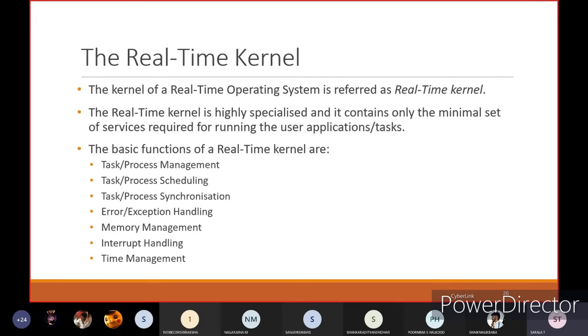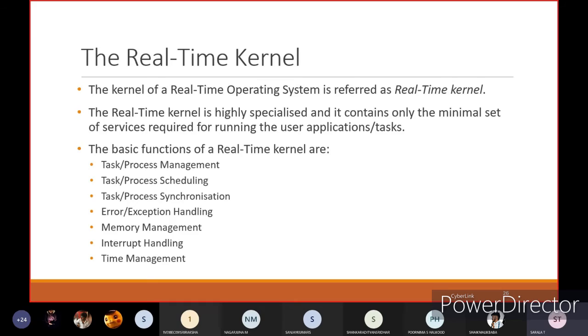Next we have interrupt handling, how we can handle the interrupts. If the main program has to be executed within 10 microseconds, it should execute within that amount of time only. If you are getting any interrupts, then how much time we can provide for the completion of that interrupt, all of that we can see in interrupt handling.